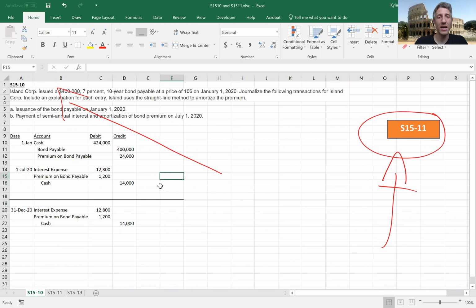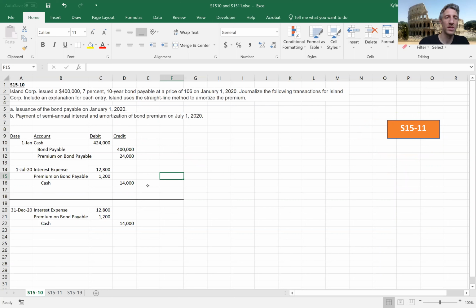The reason being, I think that it is beneficial for us to understand the straight line amortization method comprehensively prior to digging into something a little bit more advanced. So I want to review a few topics from S15-10 before advancing to S15-11. There is another tutorial on how to do S15-10. If you haven't watched that, I would recommend you go back and watch that prior to watching this video, because this video just has the ending solution, which is here.